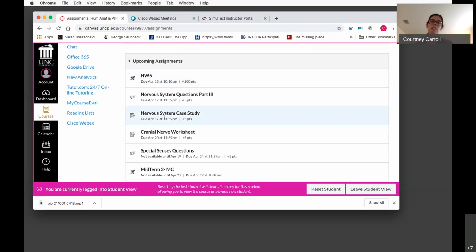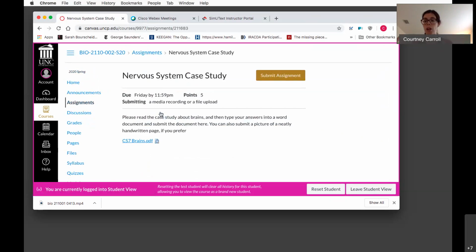Okay. This is the case study I talked about. I've designed it so that you'll spend what would have been the rest of class time Wednesday working on it, but you are free to work on it now. When you go to the case study, you'll see that it is a short PDF about brains, about monkey brains in particular. And I want you to write your answers and type them up and then submit that file. So you're going to type up your responses.